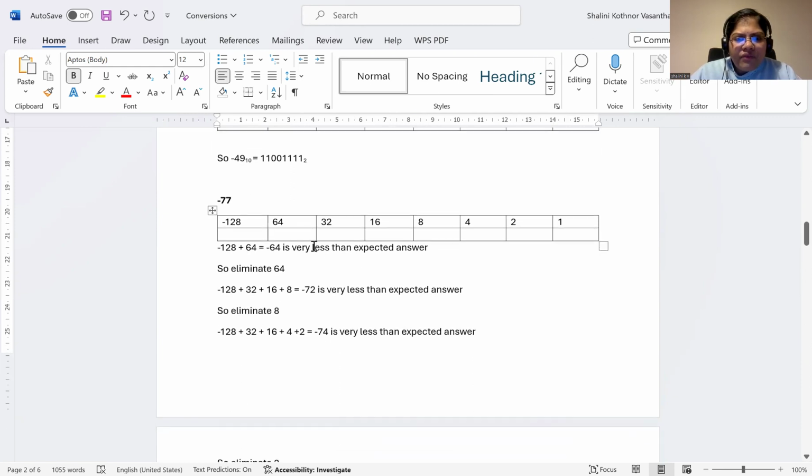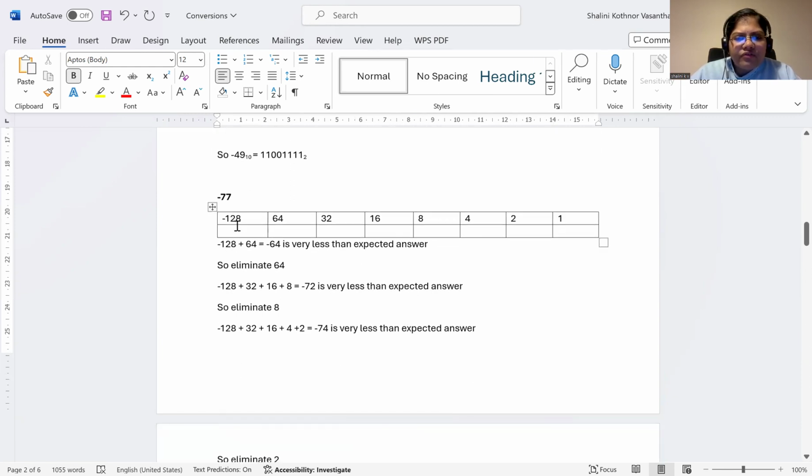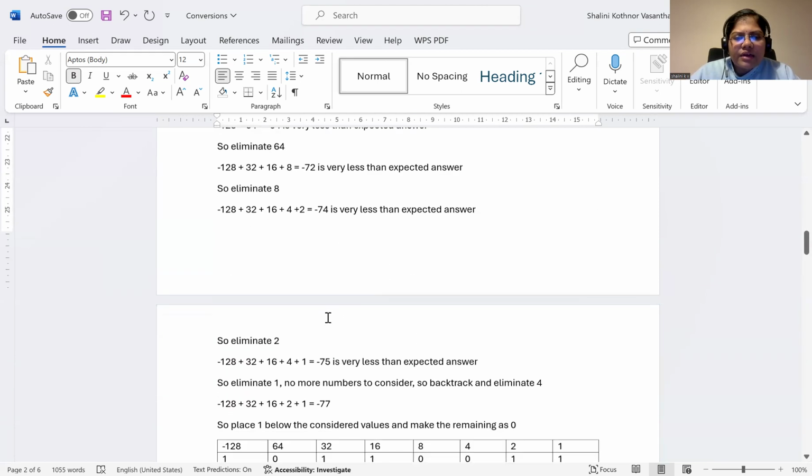Now when we take up minus 77, first let's take 128 and 64, and that would give the value as 64, which is not at all matching with the 77 which is given, right? So we are going to eliminate this. We are going to move to the next number. So we'll have 32 and 16 and 8, making up a total of minus 72. So this is also not matching. So we'll backtrack, remove 8 and place 4, then 2, and that would make up a total of 74. So again backtrack and remove 2.